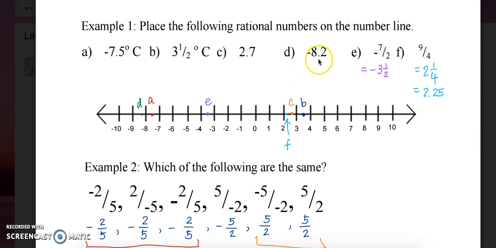D, you have the number negative 8.2. Starting from 0, go left to 8. Well, you have to go a little further down, so it's right there. That's negative 8.2.